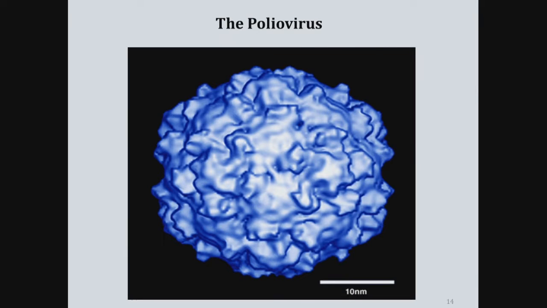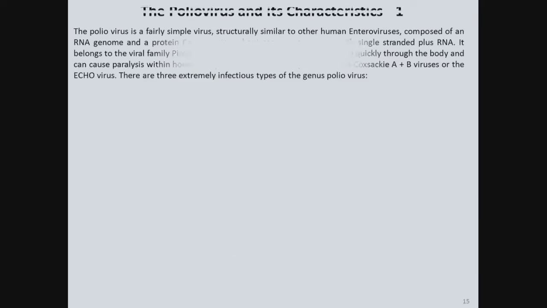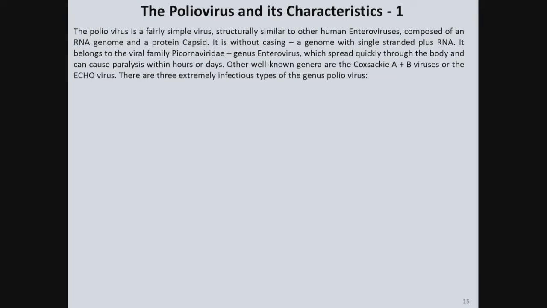Here is an illustration of the poliovirus. The poliovirus and its characteristics. 1. The poliovirus is a fairly simple virus, structurally similar to other human enteroviruses, composed of an RNA genome and a protein capsid. It is without casing, a genome with a single-stranded plus RNA. It belongs to the viral family Picornaviridae, genus Enterovirus, which spreads quickly through the body and can cause paralysis within hours or days. Other well-known genera are the Coxsackie A plus B viruses, or the echovirus.